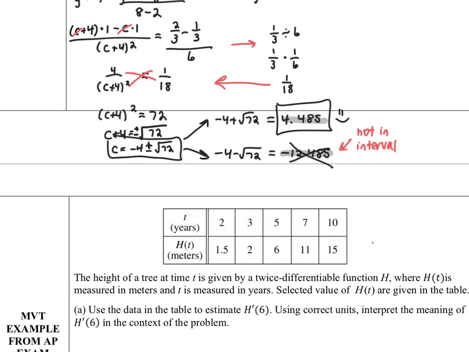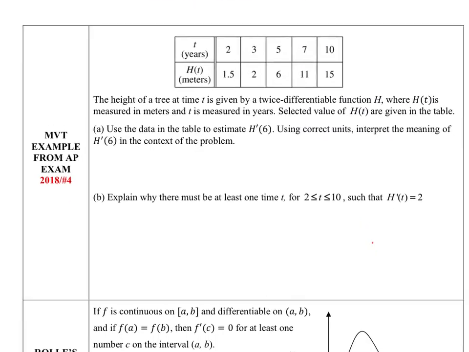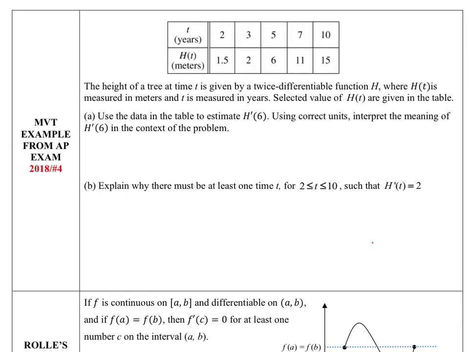I chose the next example so you could see how it might be asked on an AP exam. There's also a little bit of review embedded in this problem as well. So this is from the 2018, it's question number 4, and it's parts A and B that we're going to go through. So first it says that the height of a tree is given by a twice differentiable function h. H of t is measured in meters and t is measured in years, and we have select values of h of t in this table.